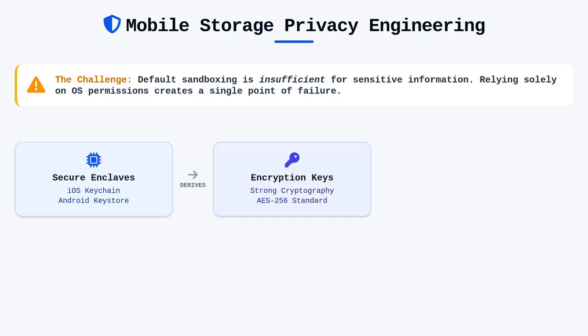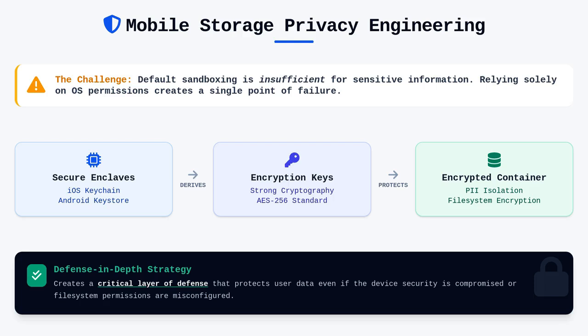When data remains at rest within your local database, ensure that your encryption implementation uses strong, industry-standard algorithms, such as AES-256, for all PII-related fields. By isolating data within an encrypted container, you add a critical layer of defense that protects user information even in scenarios where the device security is compromised or the underlying file system permissions are misconfigured.